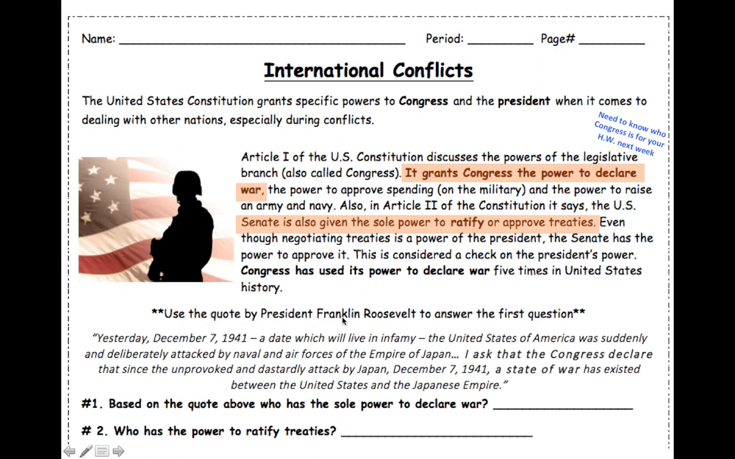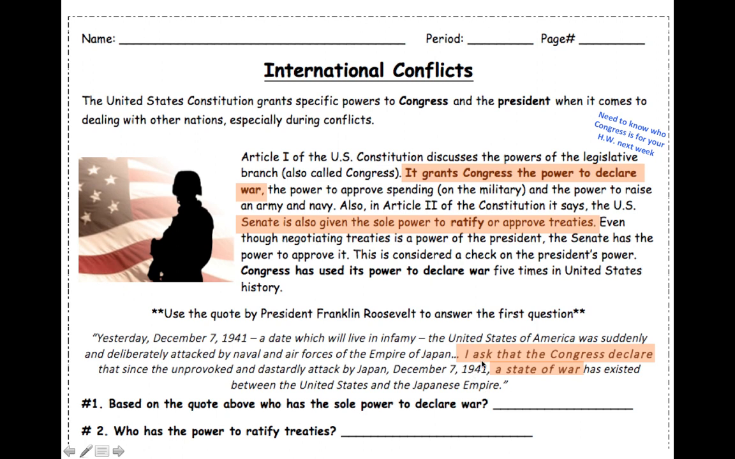Yesterday, December 7, 1941, a date which will live in infamy, the United States of America was suddenly and deliberately attacked by naval and air forces of the Empire of Japan. I ask that the Congress declare that since the unprovoked and dastardly attack by Japan on December 7, 1941, a state of war has existed between the United States and the Empire of Japan.